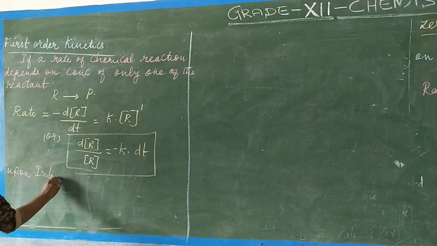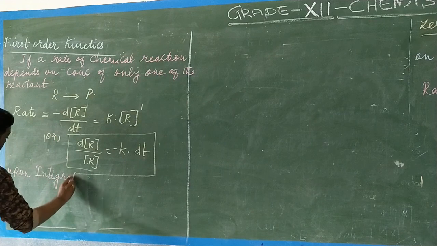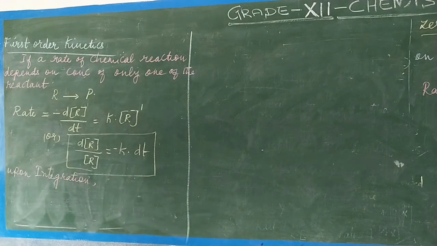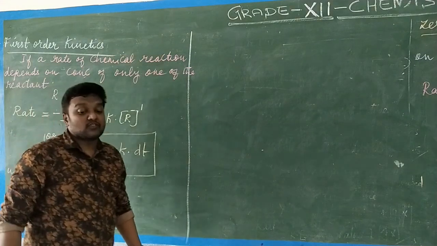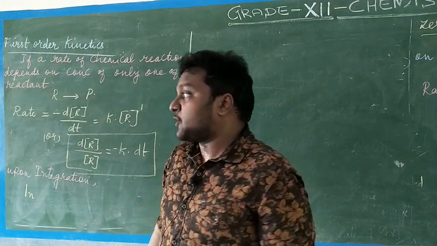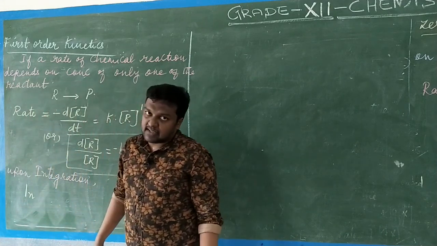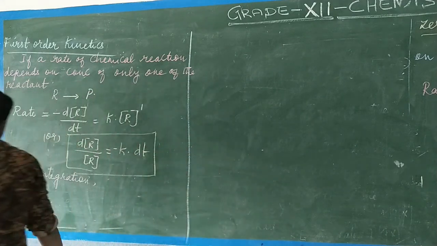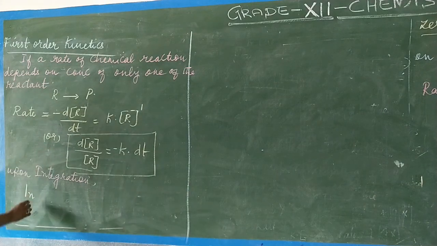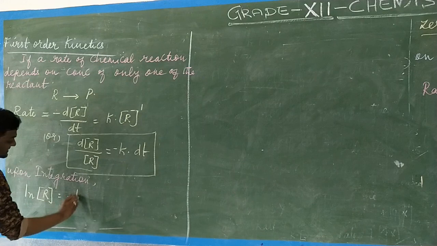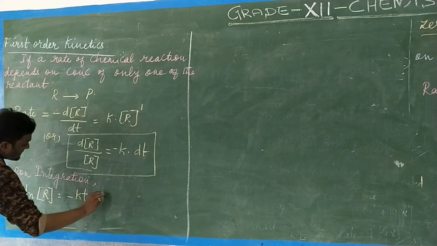integration, so I am going to apply the integration. When I integrate, I will be getting ln. What is this? ln is nothing but the natural logarithm. How do we pronounce it? We can also say log; since it comes under natural logarithm, we call it ln. So ln of concentration of R is equal to minus k into t plus I.